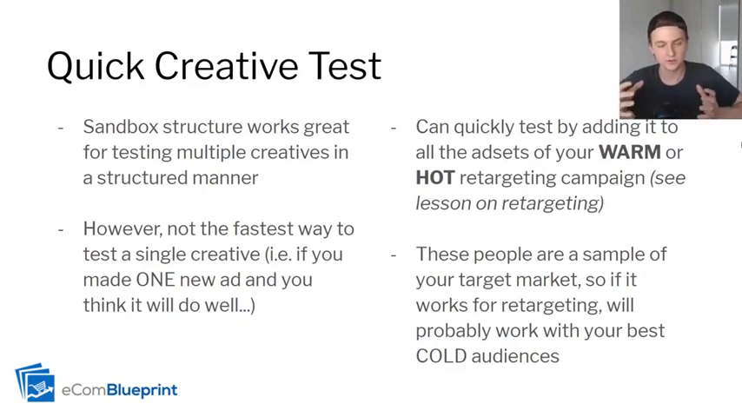Now, before I end the presentation, I want to quickly touch on a quick way to test a single creative. So the sandbox structure works great for testing multiple creatives in a structured manner, right? If you want to test 5 variations or something, the best way is definitely with a sandbox campaign like I just showed you. However, if you want to just test a single creative, so for example, if you just made one new ad and you think it'll do really well and you want to quickly test it without having to test like 5 variations, what you can do is you can just quickly add it to all the ad sets inside of your warm or hot retargeting campaign.